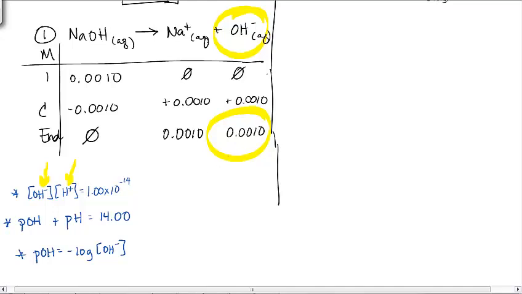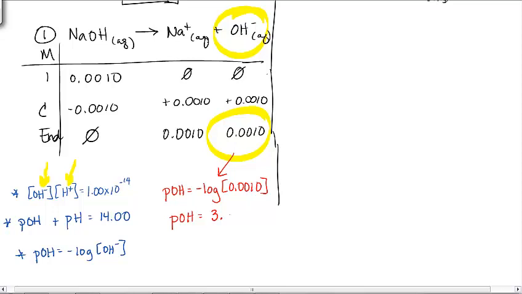I'm going to find the pOH. Using this number, the pOH is the negative log of the hydroxide ion concentration, which we can do this one without our calculators. This is 1.0 times 10 to the minus 3, right? What's the negative log of 1.0 times 10 to the minus 3? 3. You can plug it in your calculator if you don't believe me. So the pOH is 3.